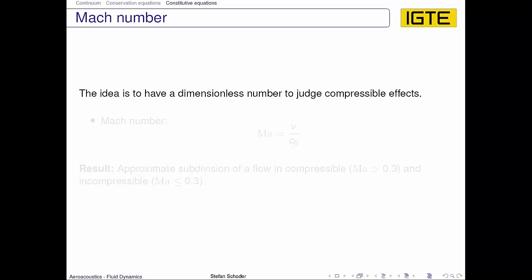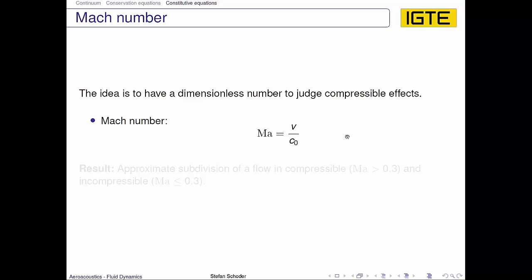The Mach number, I already gave some hints on the Mach number when we were talking about mass conservation and compressible and incompressible fluids. And now the idea of the Mach number is to have a dimensionless number to judge if compressible effects matter or not. And the Mach number itself is the ratio between a characteristic flow velocity divided by the isentropic speed of sound. And this is how the Mach number is defined.